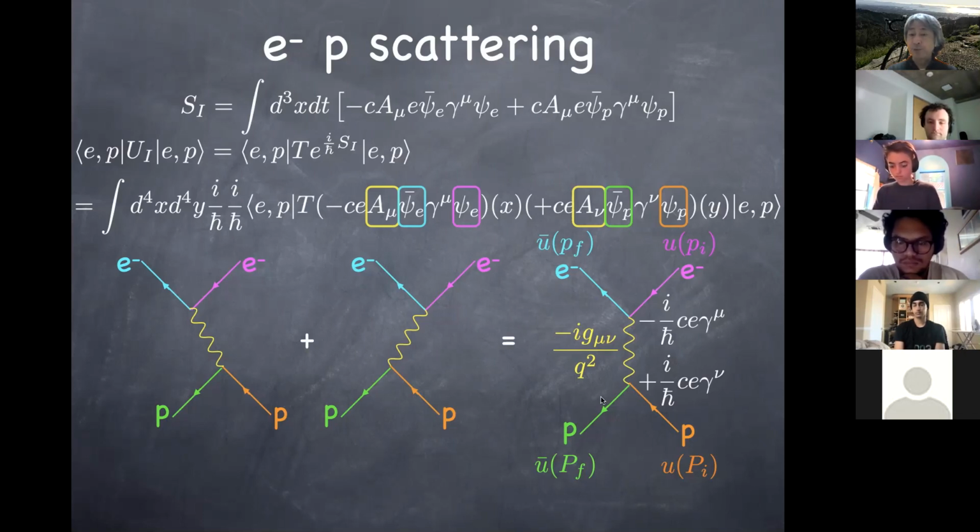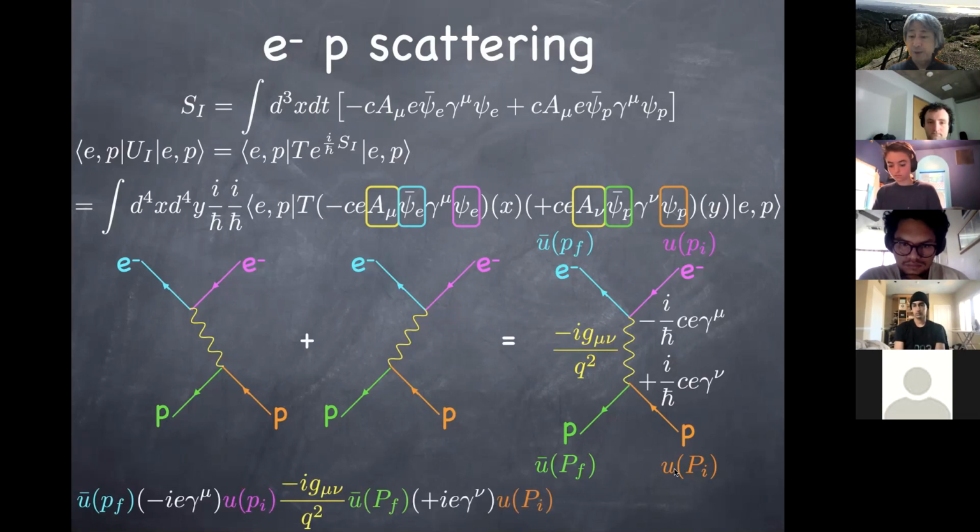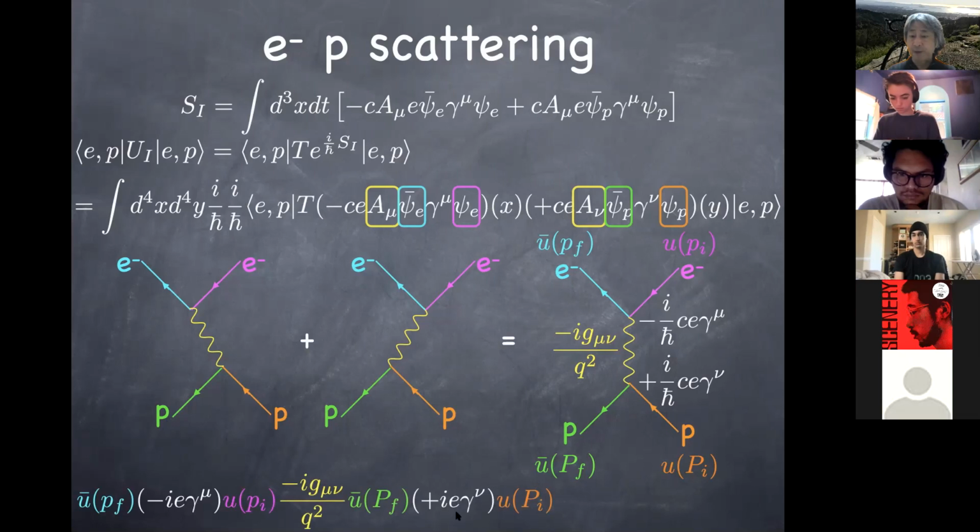So once you know the rule, at the end of the day, writing down the matrix element is very simple. On the proton side, you have this initial wave function u(P_i), and that interacts with a photon that comes from this factor of i over ħ times c e γ^ν. So that's the factor over here. And here I really took natural units. So I actually dropped c and ħ from the expression, assuming that I'm in the unit system where c is 1, ħ is 1. So that's this vertex over here.